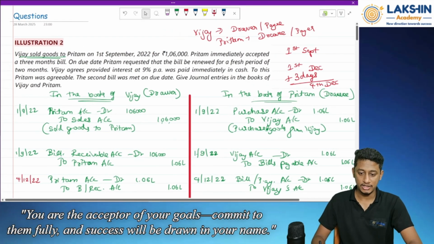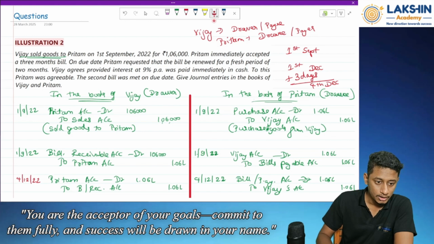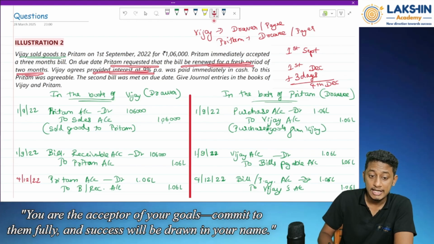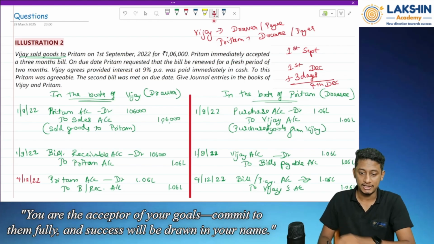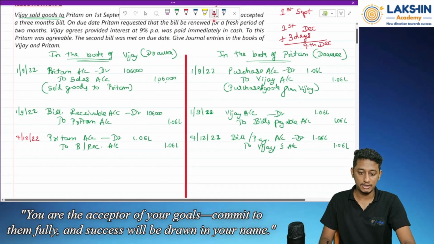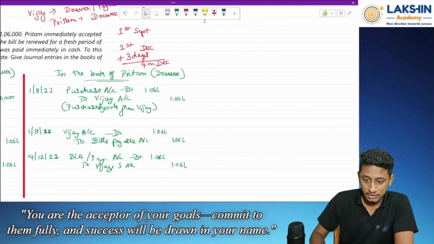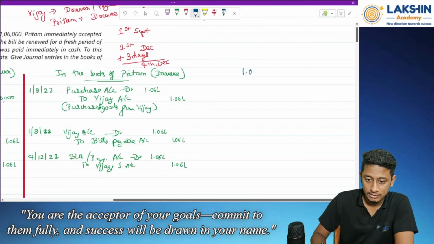Then going ahead, what has happened? A new bill has been requested for a fresh period of 2 months. But before this, he has to pay an interest of 9%, right? First of all, compute the interest. What is the value of the bill? 1,06,000 is the value of the bill.